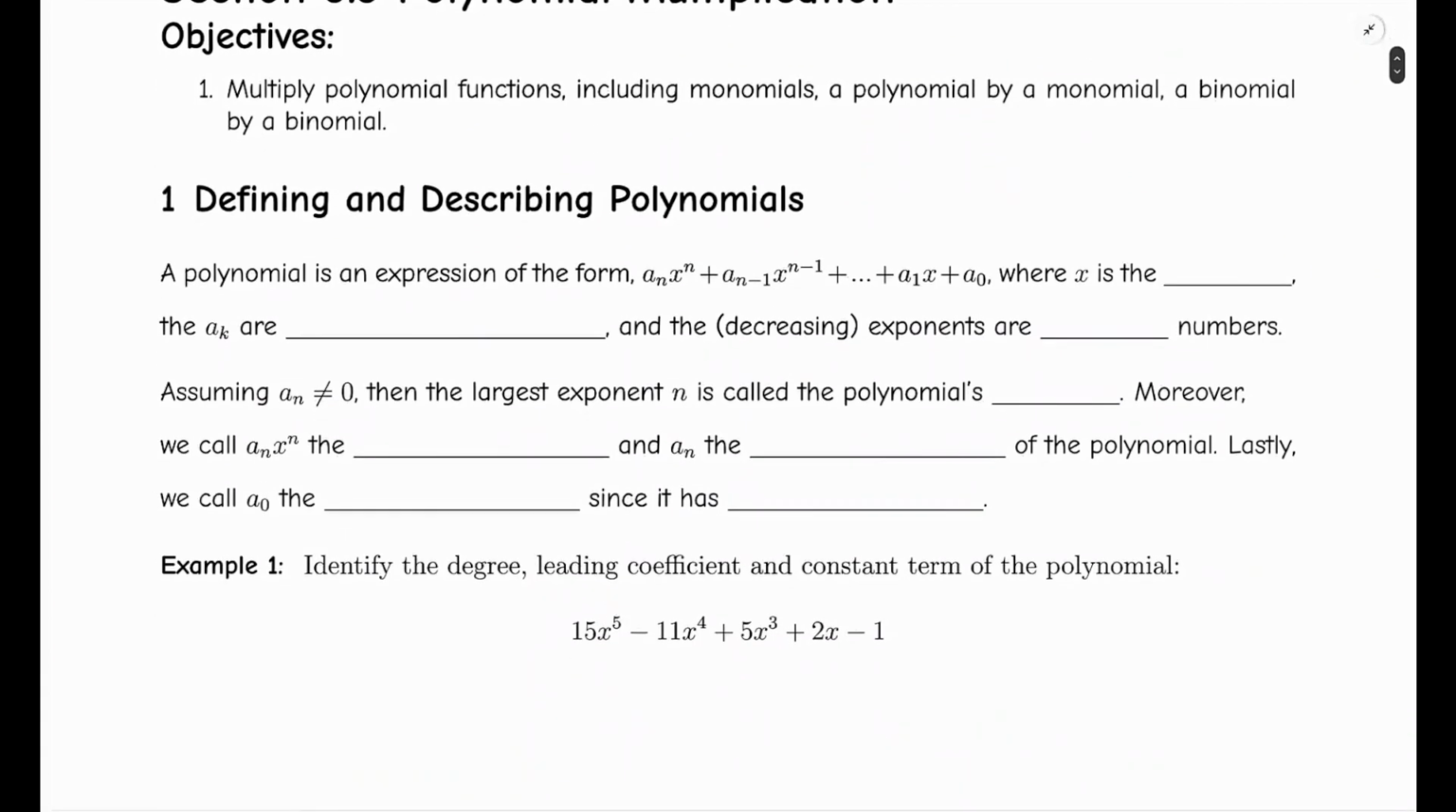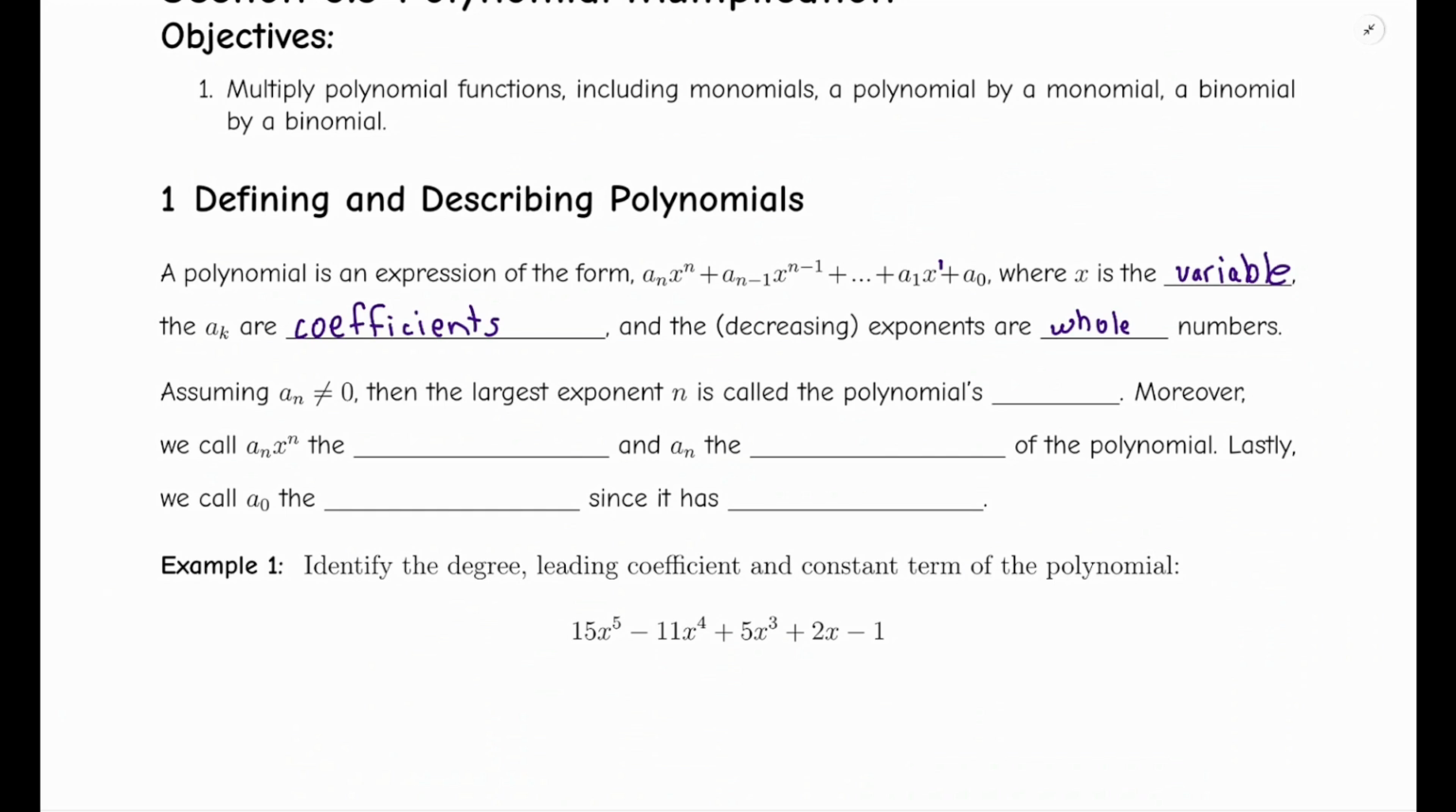A polynomial is an expression of the form a_n x to the n plus a_(n-1) x to the n minus 1 plus ... plus a_1 x to the 1 plus a_0, where x is the variable, the a_k are coefficients, and the decreasing exponents are whole numbers. So that's important because if you have fractions or negative numbers, it's not a polynomial anymore.